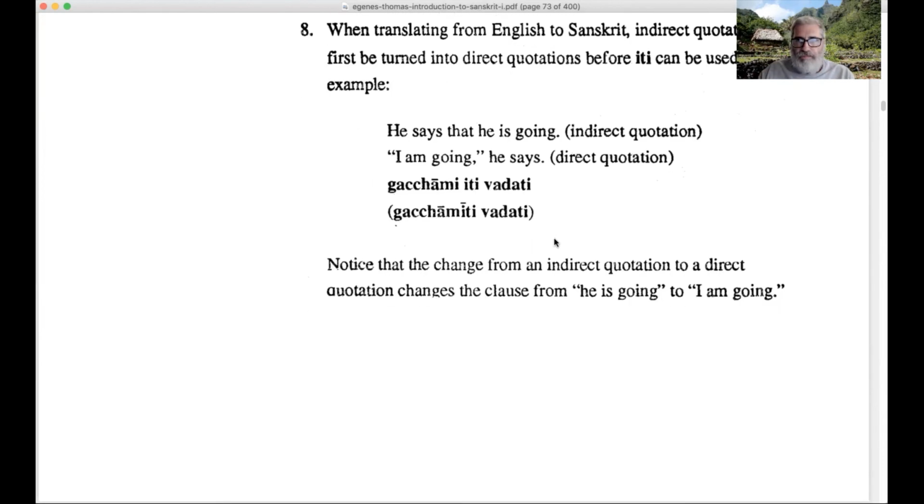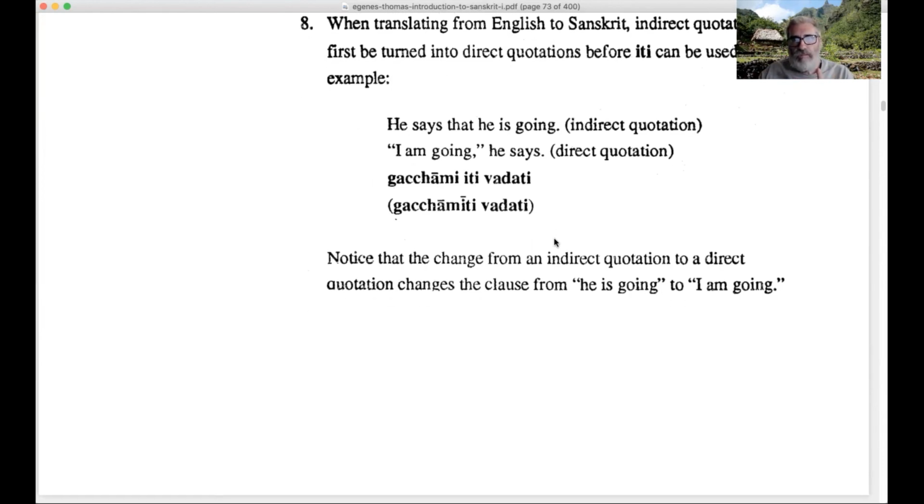That would be very simply, gacchami iti vadati. So we know that the thing being spoken has iti after it. The thing coming before iti is the direct speech. So gacchami is the thing that the person actually spoke: I am going. Gacchami means I am going. It's first person singular of the verb to go. Gacchami iti, thus.